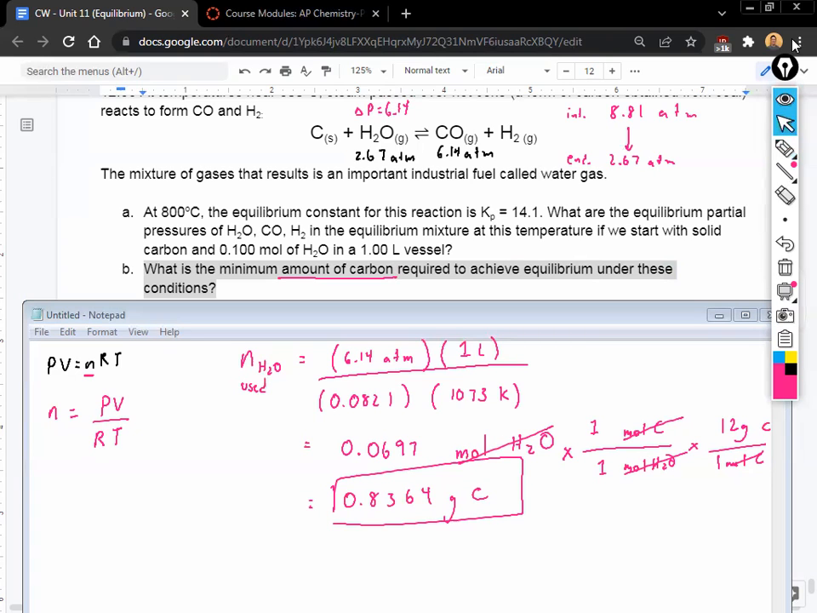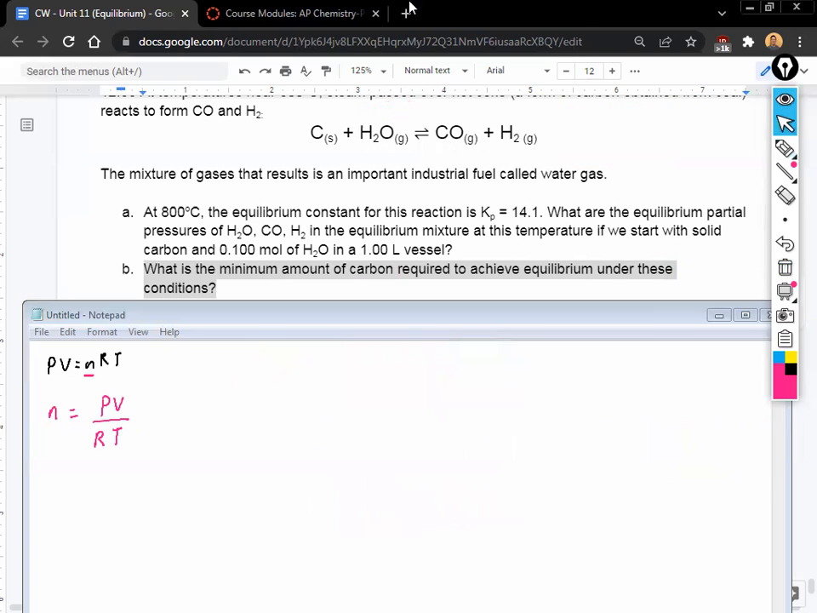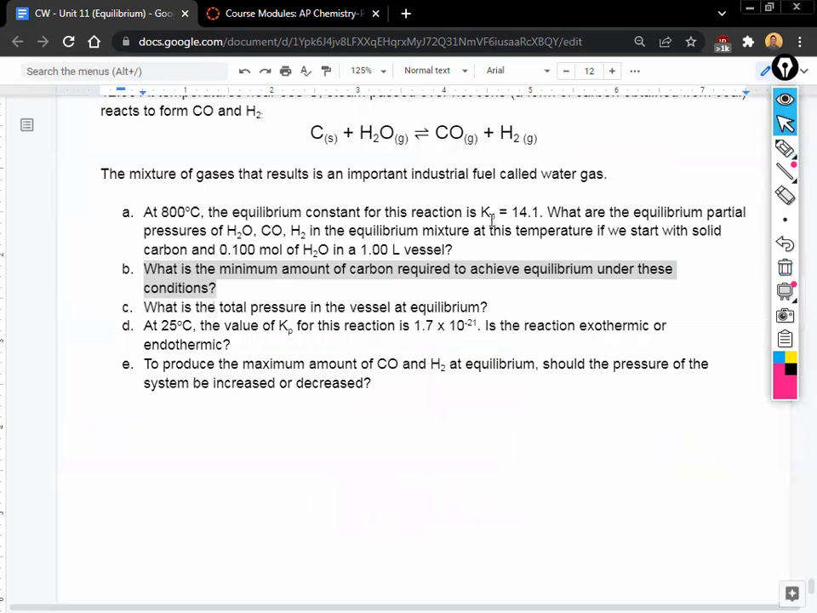All right, let's move on to part C and D. This should be pretty quick. Okay, so what is the total pressure in the vessel? This one's really easy. You just need to add the partial pressure of H2O, the partial pressure of CO, and the partial pressure of H2. Just add up all of the partial pressures. That should give you 14.95 ATM.